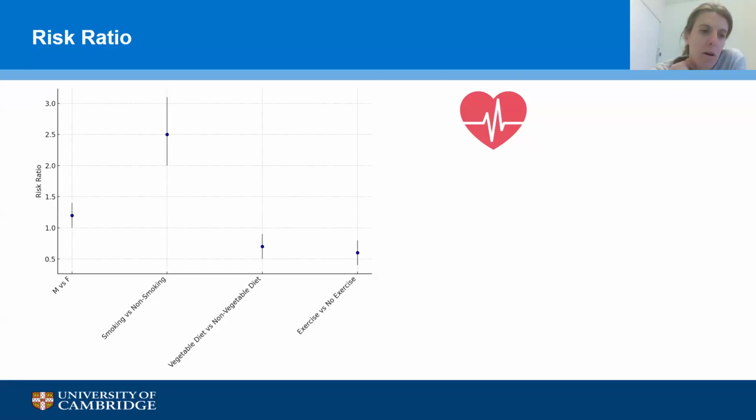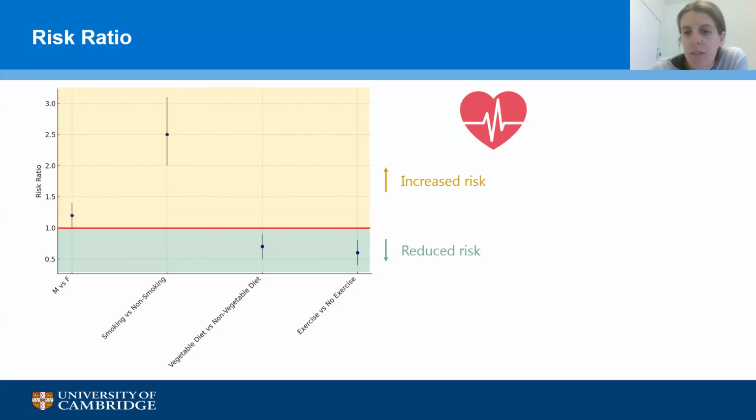And as you can see, there is the comparison between males and females, starting from the left, then smoking versus non-smoking, eating a diet based on vegetables compared to a diet not based on vegetables, and also the effect of physical exercise. And how do we interpret this graph? You maybe have seen this a lot of times. We interpret this on the basis of 1. Everything that is above 1 is an increased risk. Everything that is below 1 is a reduced risk.